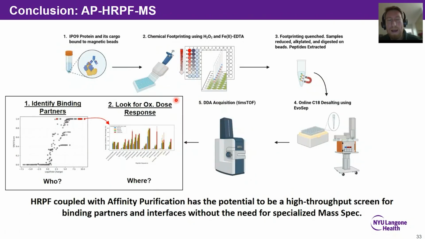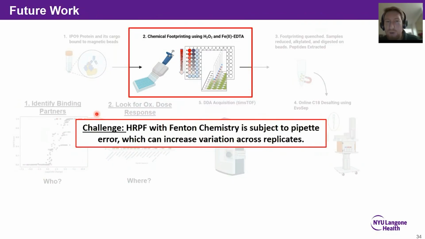So just to wrap things up real quick, I'm sorry if I went over. The general idea is that you can paint the surface or protein bound to beads and its cargo and look at its binding partners, and then look at the oxidation dose response for each of these binding partners. And just want to briefly mention that this is ongoing, but I'm trying to improve it, and the main source of improvement has to do with the footprinting chemistry itself.